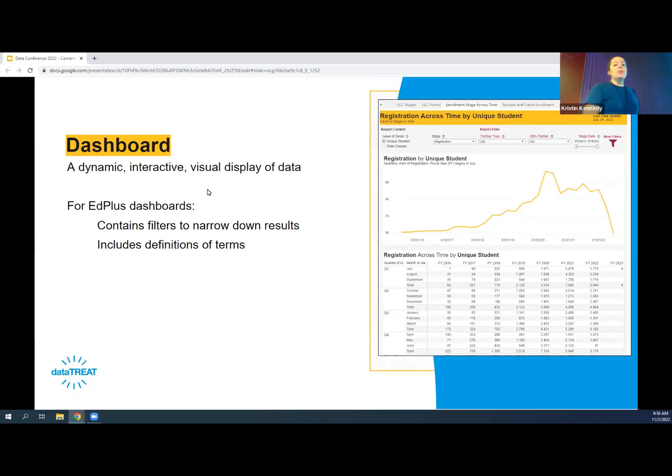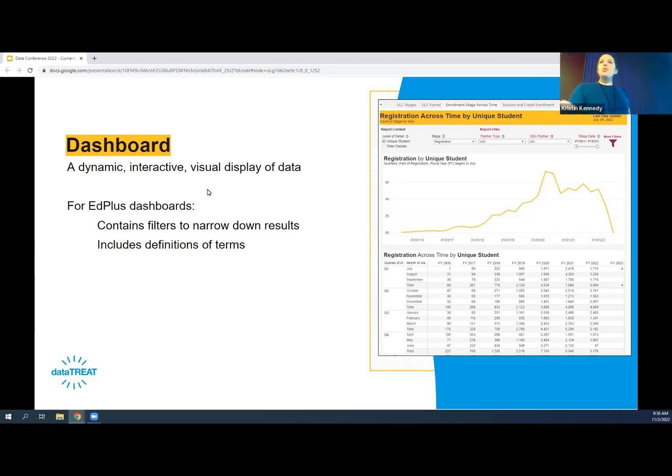Dashboards. So these are the fun ones. Dashboards are dynamic, which means they change, interactive, and a visual display of data. Dynamic means that as the data is updated, the dashboard is updated. So your data might update every day, and that dashboard is going to look different every day. It's interactive in the sense that you can apply filters and make that dashboard look however you want based on whatever filters you apply. You can narrow it down to a specific time period, a specific group, or both.